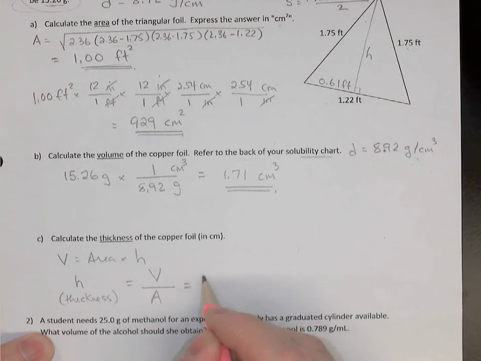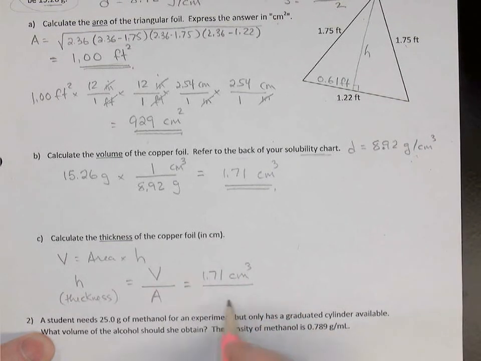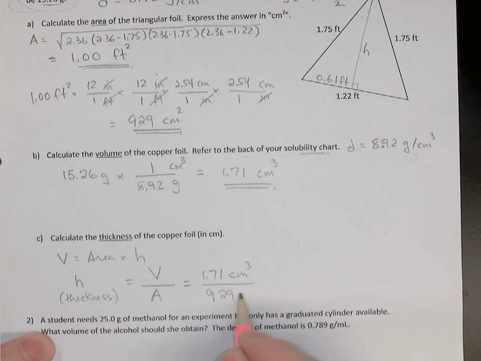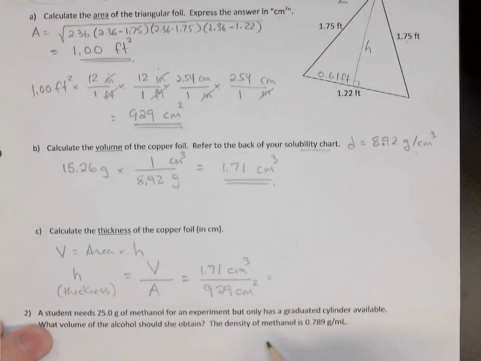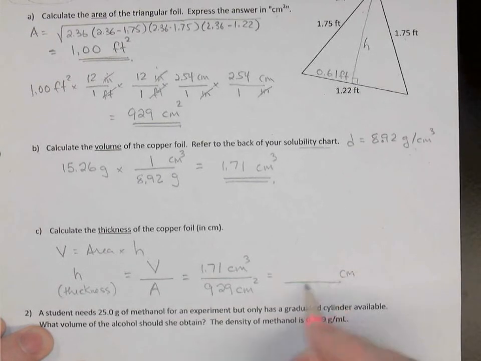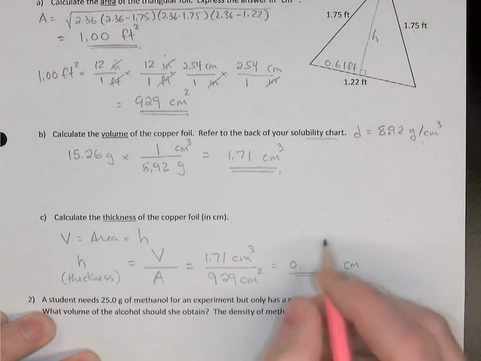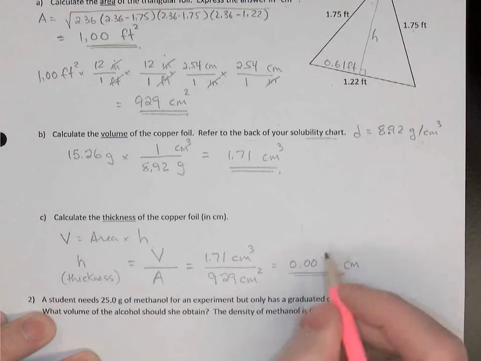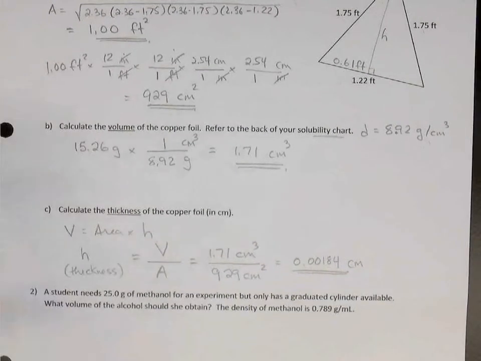The volume we just found was 1.71 cubic centimeters. The area we found in part A was 929 square centimeters. And notice I can tell from the units that I've set that up properly. Cubic centimeter divided by square centimeter will give me centimeters, which is the unit for thickness or height. So 1.71 divided by 929. This foil has a thickness of 0.00184 centimeters. All right.